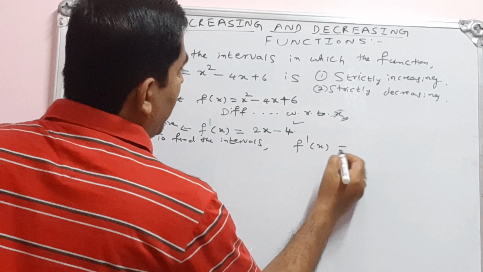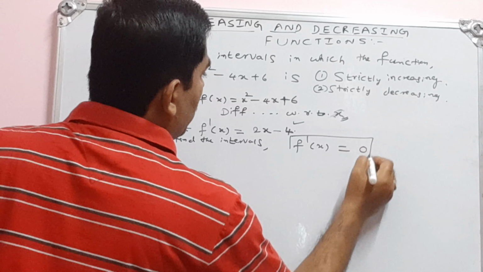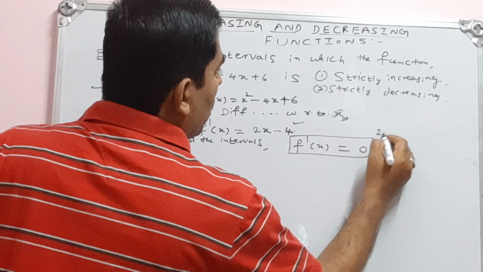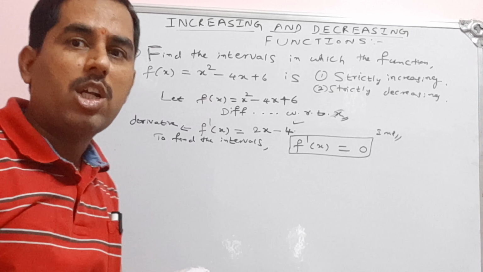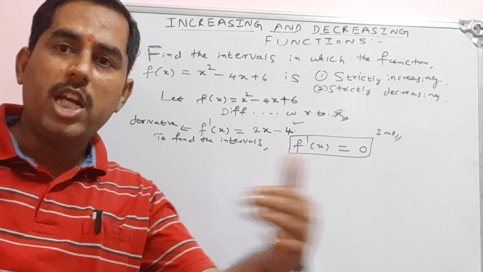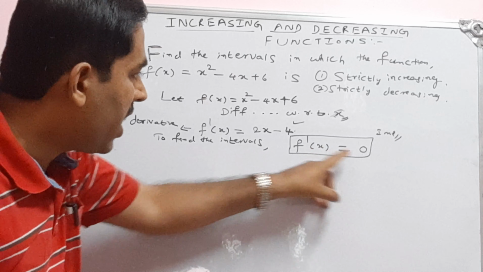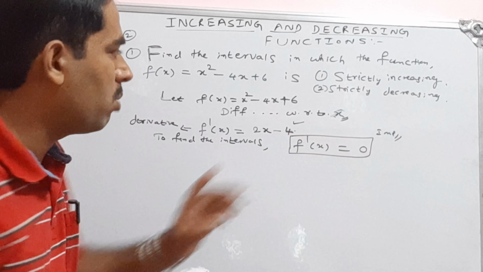The derivative should be equated to 0. This is a very important step. So how do you find the intervals? To find the intervals, our derivative should be equated to 0. That's what I have done here. Whatever derivative you find, f dash x, that should be equal to 0.